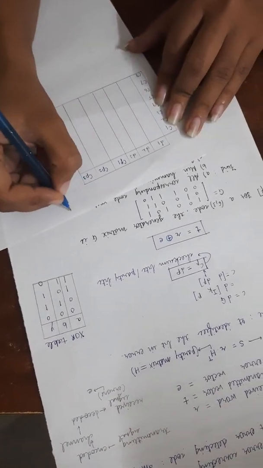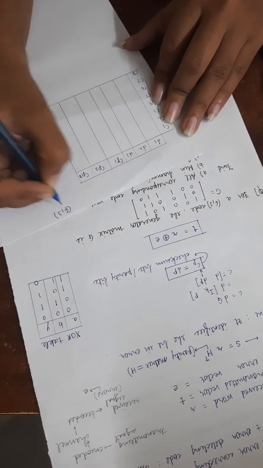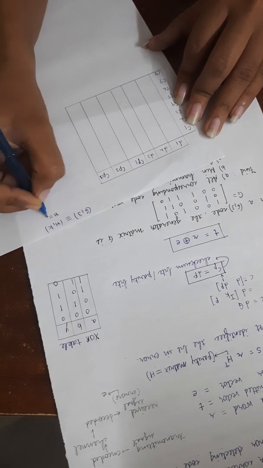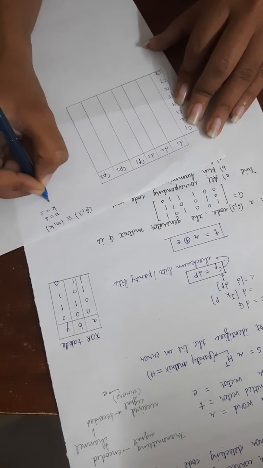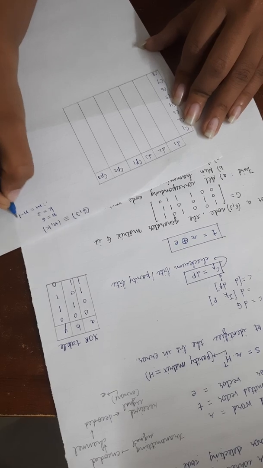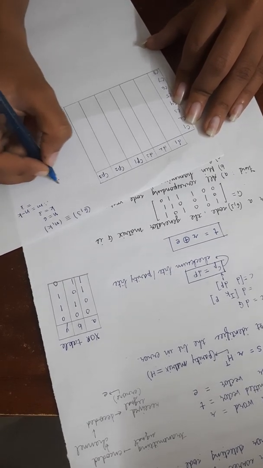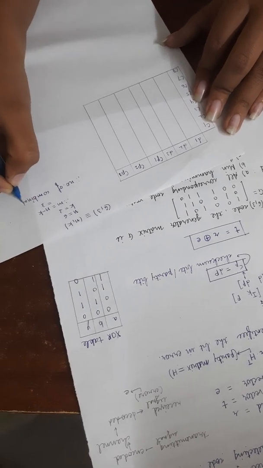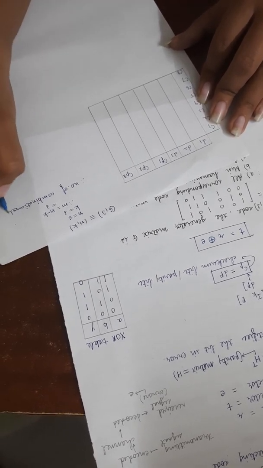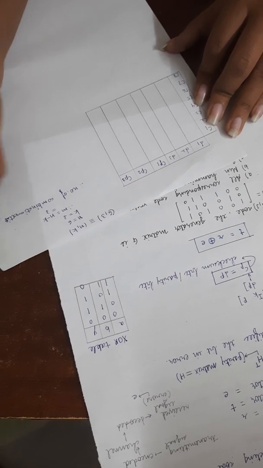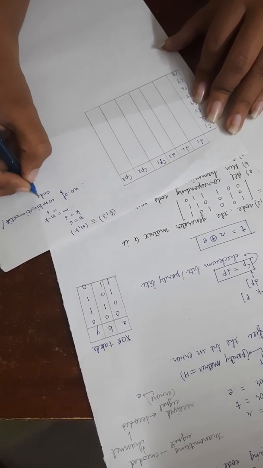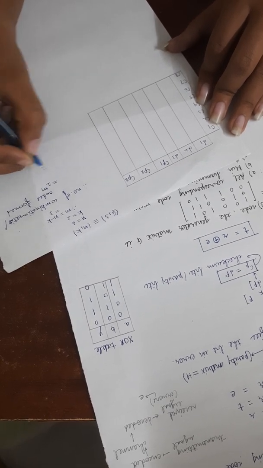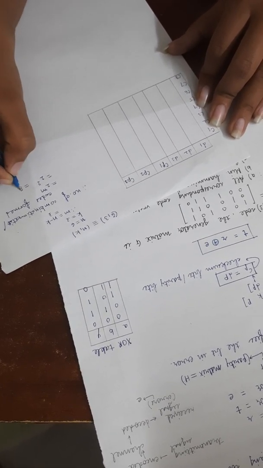As the denotation is given by (6,3), we get n is equal to 6 and k is equal to 3, therefore m is equal to n minus k, which is equal to 3. Therefore the number of combinations or codes formed is equal to 2 power m, which is 2 power 3, equal to 8.